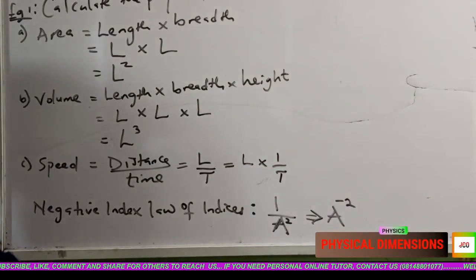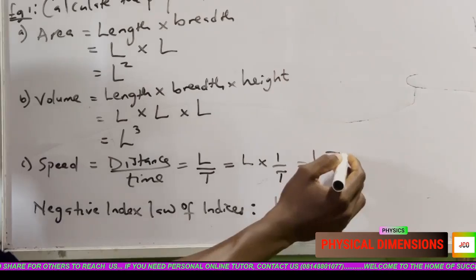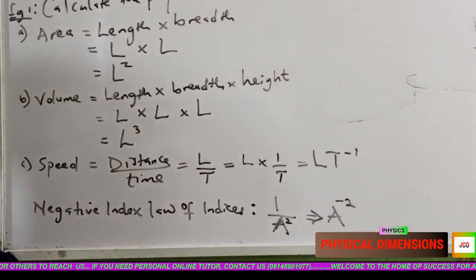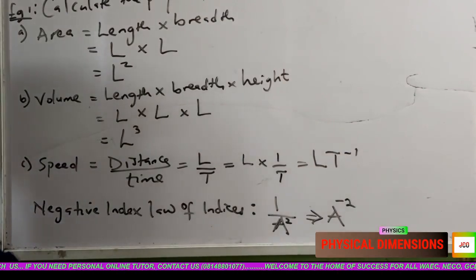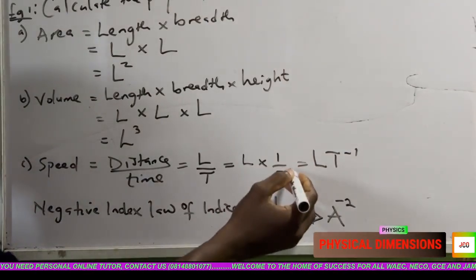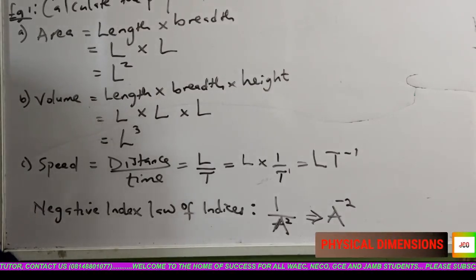And when you look at 1 over T, you can work it out with negative index. It becomes T raised to power minus 1. You see that now? This 1 over T is the same thing as 1 over T raised to power 1, which is T raised to power minus 1 by the negative index law. So take note of that.